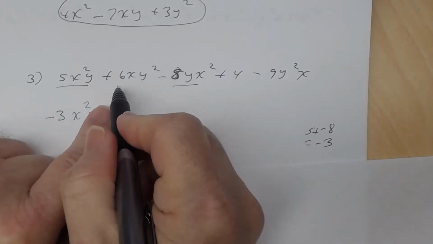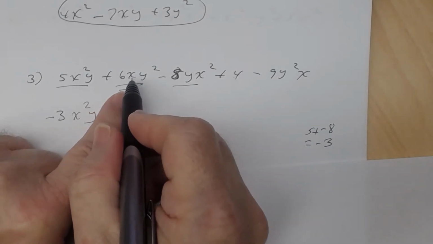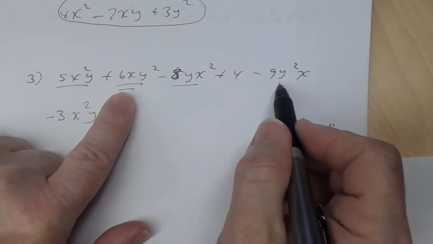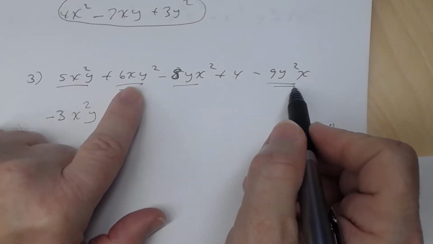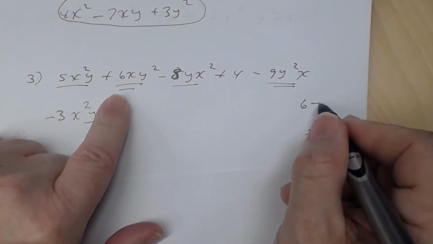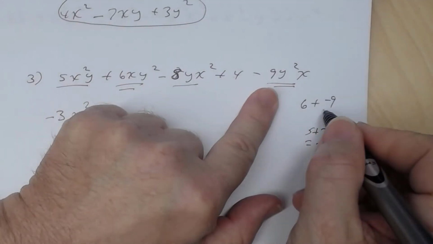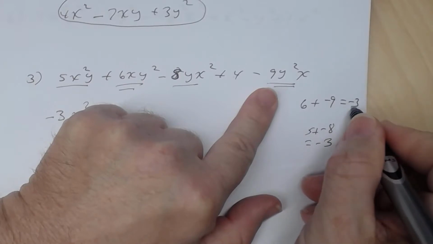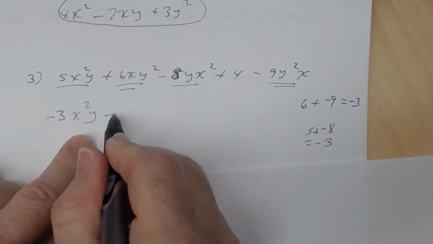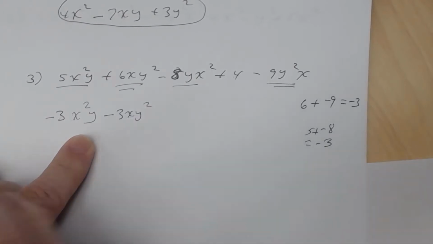All right, now the next one I see is this one. Is there another term that has xy squared in it? The answer is yes, right here. Remember, multiplication is commutative, so xy squared is the same as y squared x. So this is a 6, this is a negative 9. 6 and a negative 9 is a negative 3. So I get negative 3x squared y minus 3xy squared.